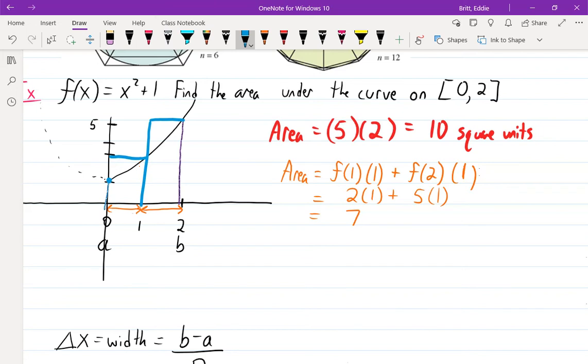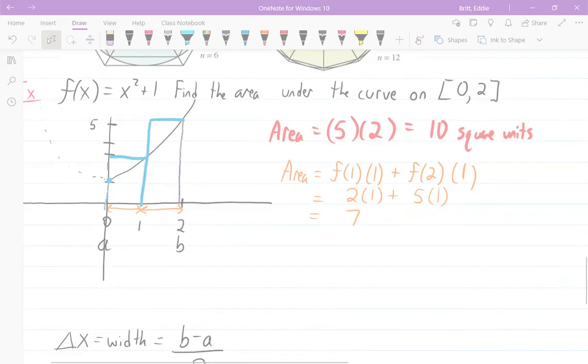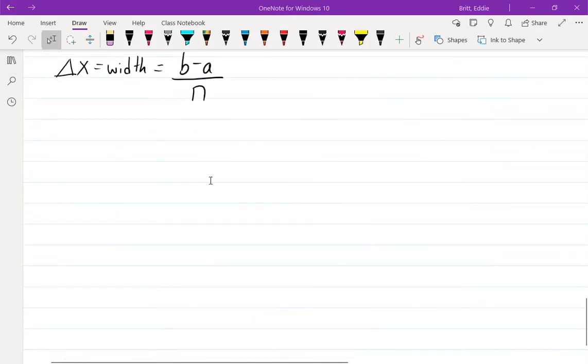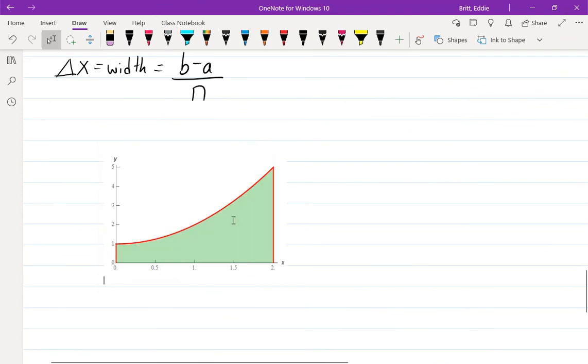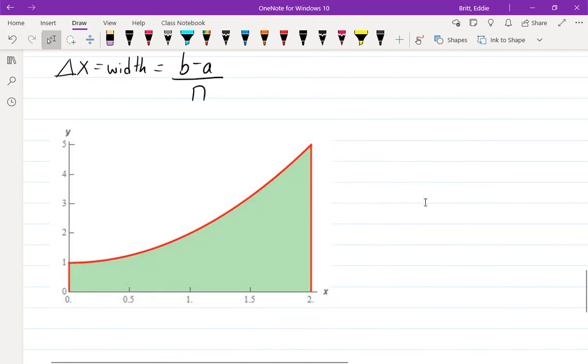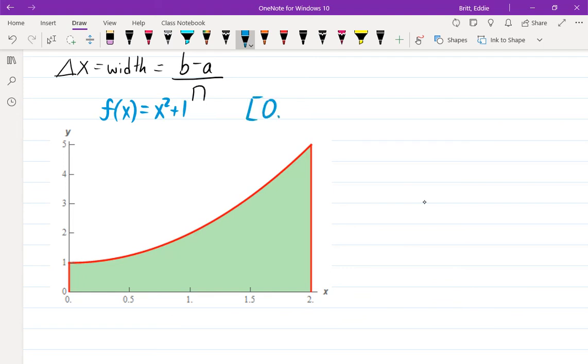So I'm going to put another drawing up here, one from a text or web page that I use a lot. You don't have to have this exact drawing, but just try to sketch this out. It looks a lot better whenever I get a picture from the book. So this is the same graph. This is f of x equals x squared plus 1. And we're looking for the area on the interval from 0 to 2.